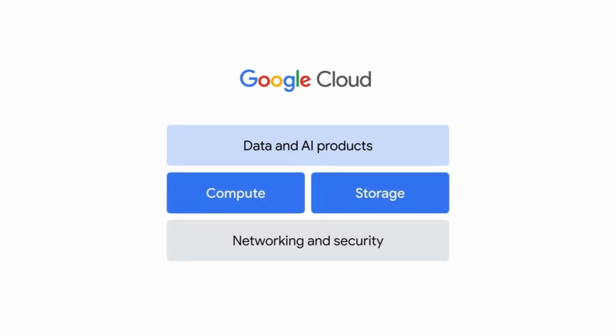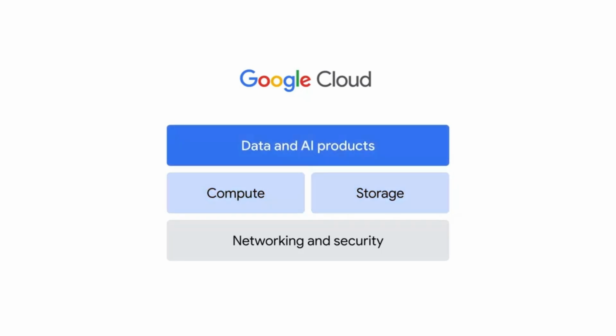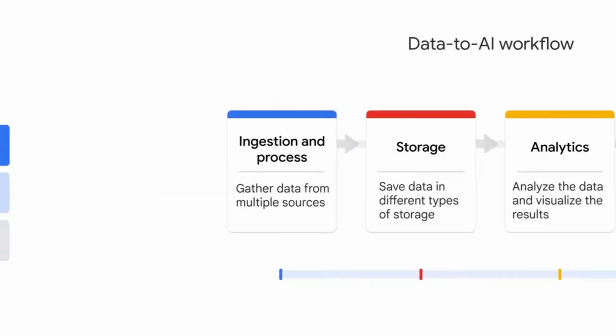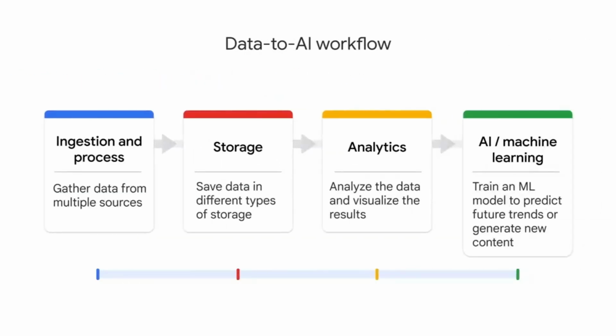Google Cloud decouples compute and storage so they can scale independently based on need. And on the top layer sit data and AI products, which enable you to perform tasks to support the data to AI journey, from data ingestion, storage, and analytics to AI and machine learning.